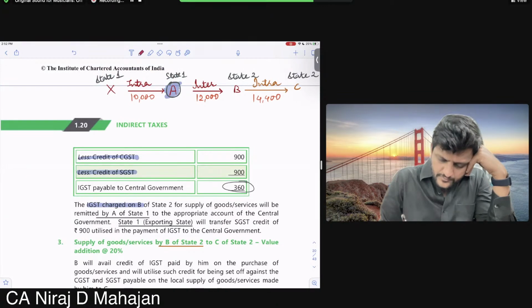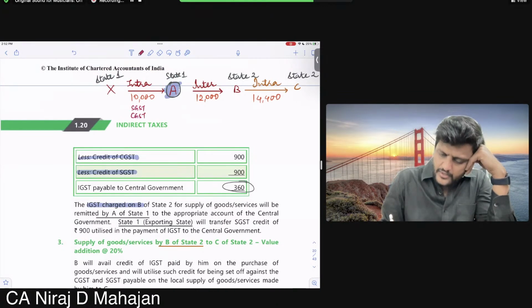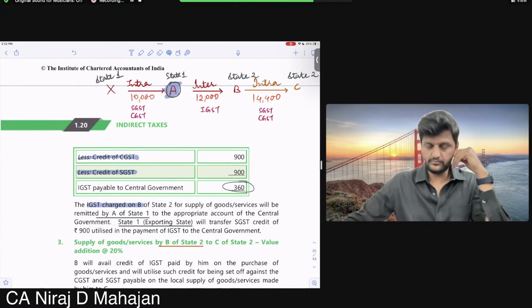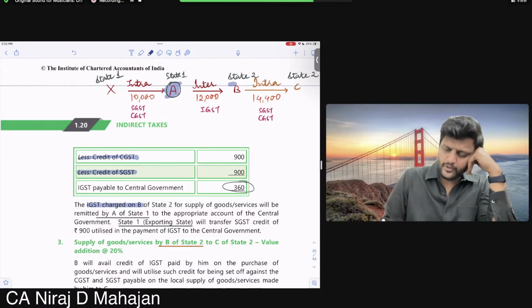Intra, SGST, CGST. A to B, IGST. B to C, these again. Is it okay? Are you understanding, all of you? Now they are talking from B's point of view.